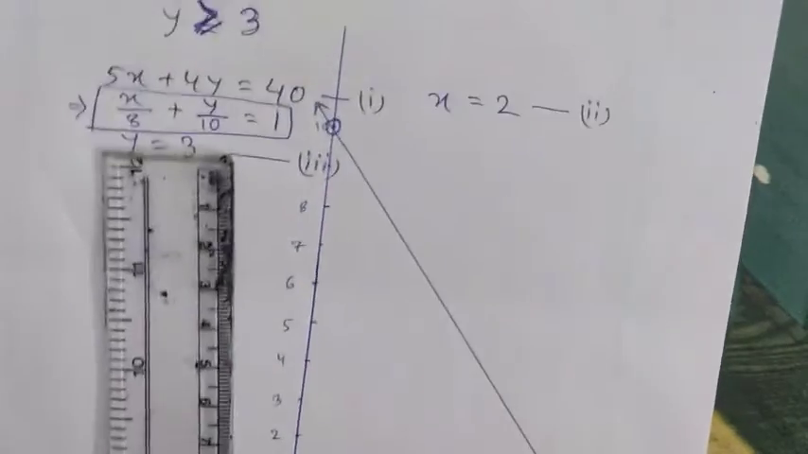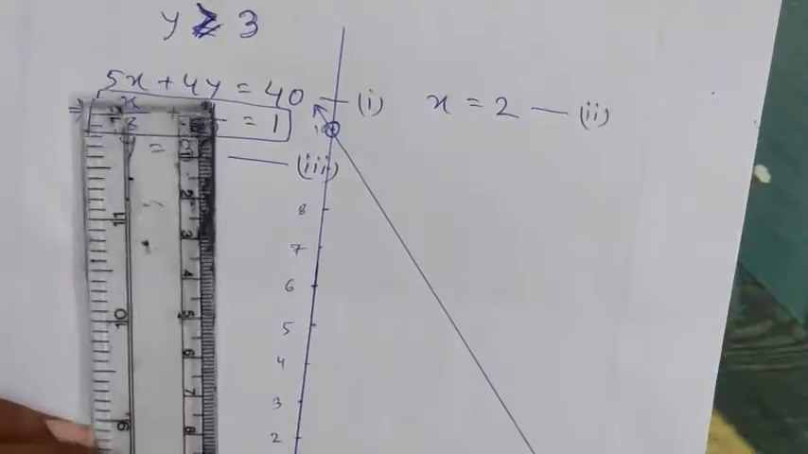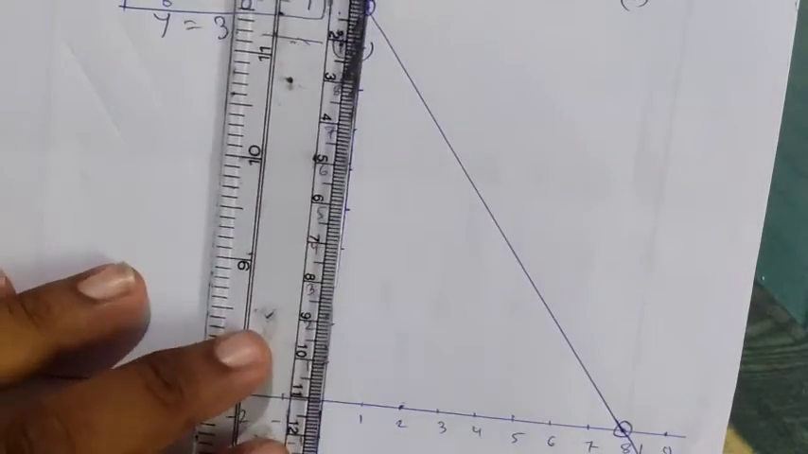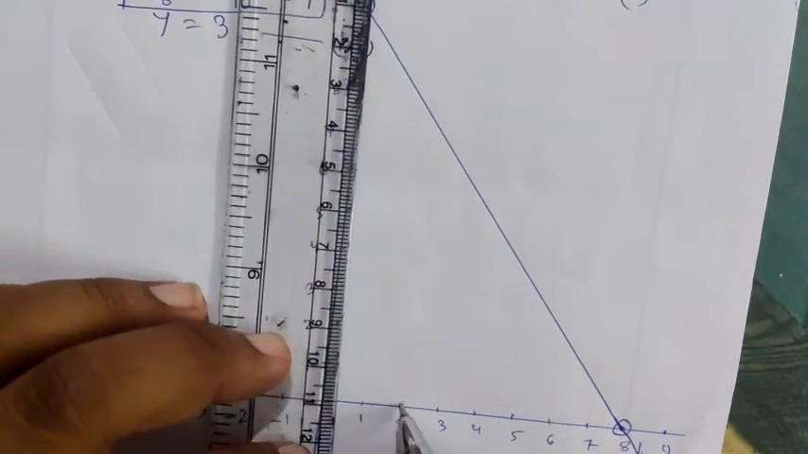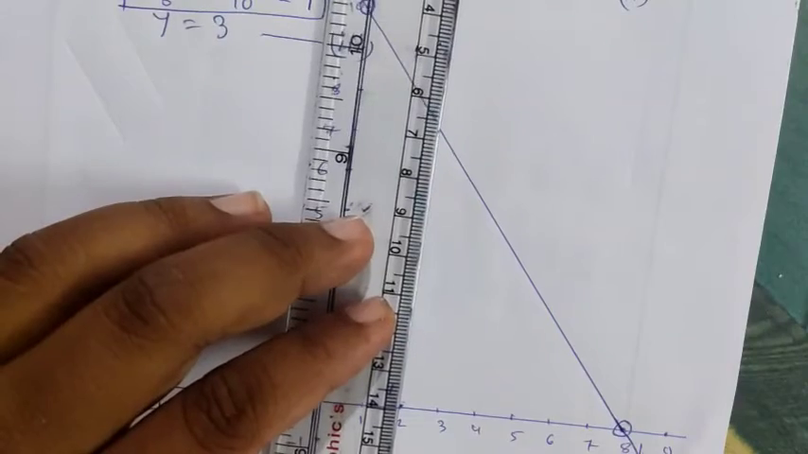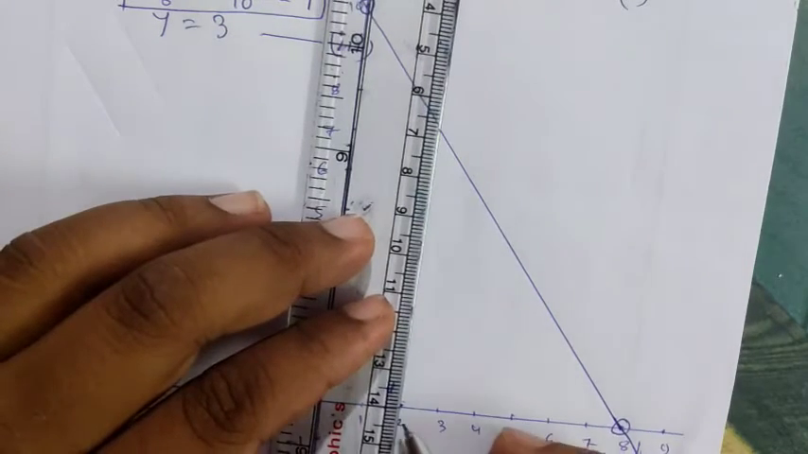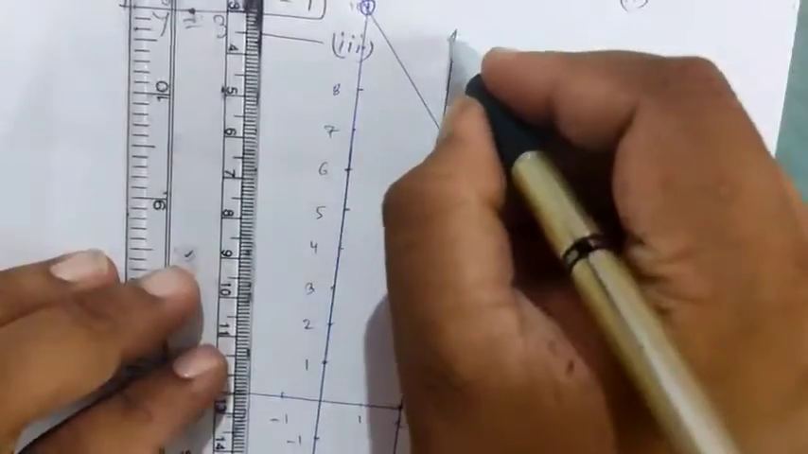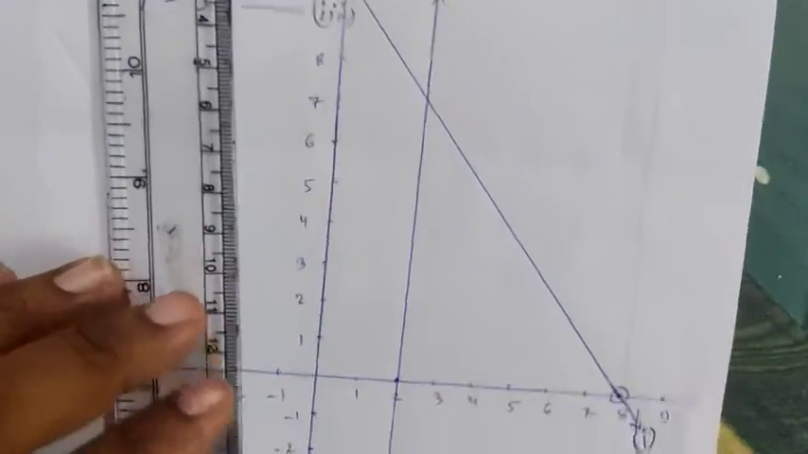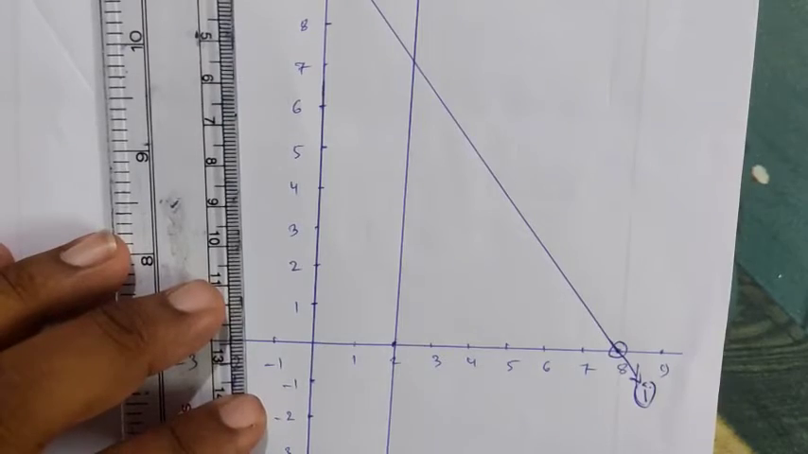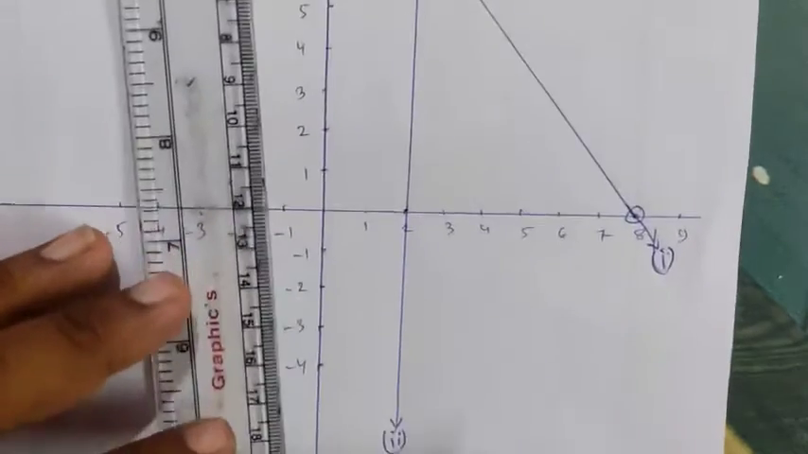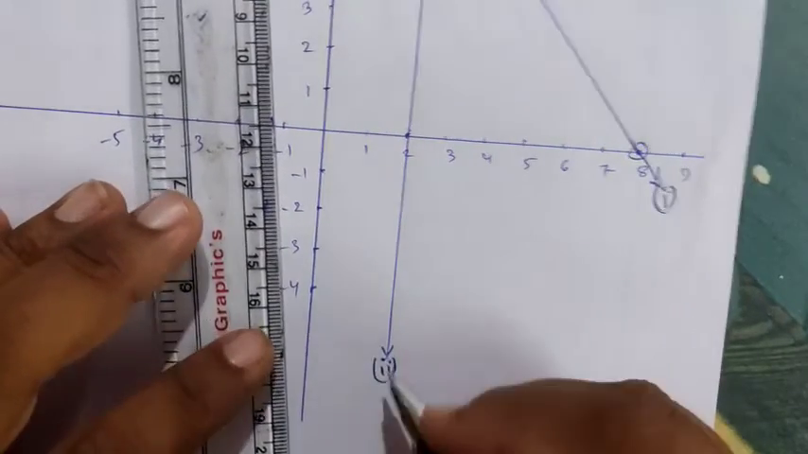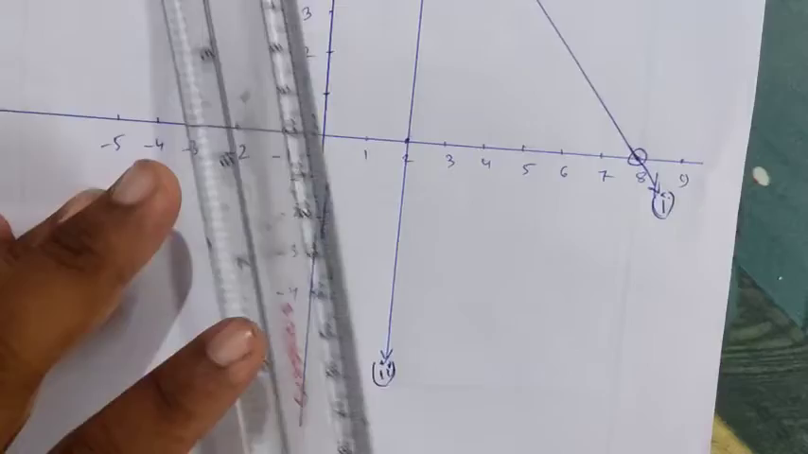Then the next straight line is x equals 2. x equals 2 is here, and x equals 2 means y will vary and x is always fixed. That means it will be parallel to the y axis. So let's draw a parallel line passing through x equals 2. That will be the line x equals 2. It is the second straight line, so let's give it the name 2.